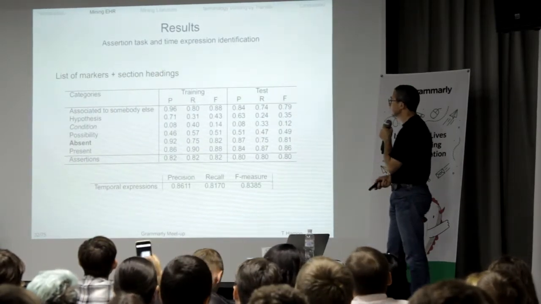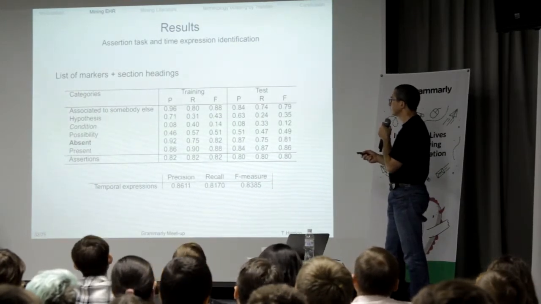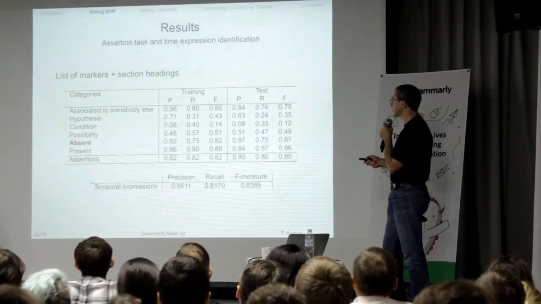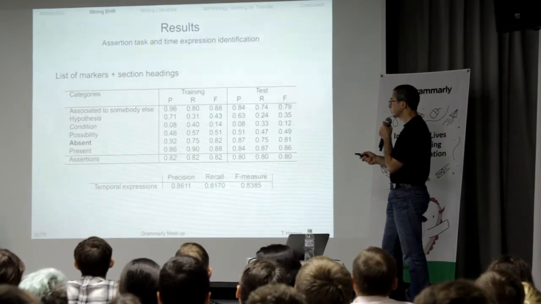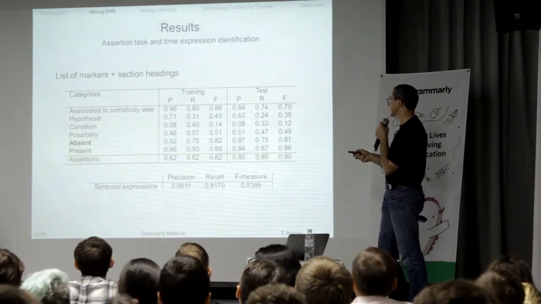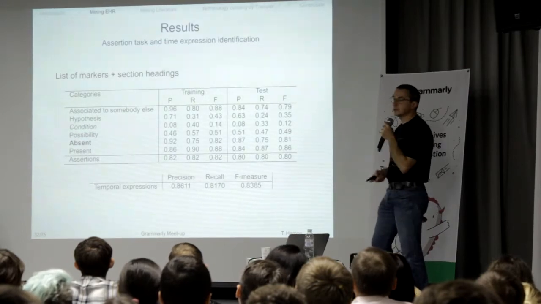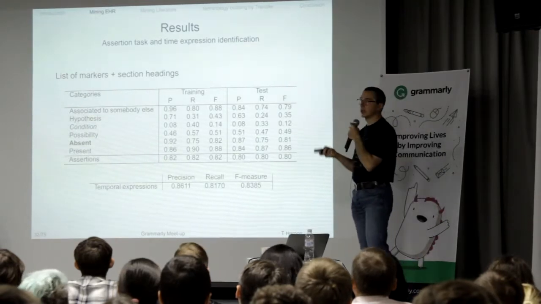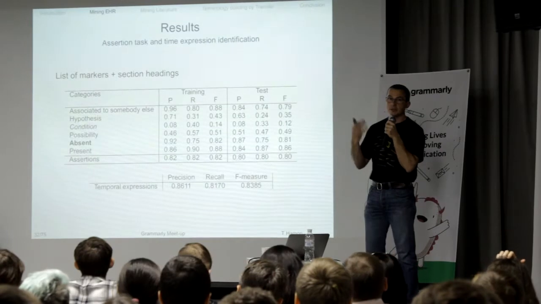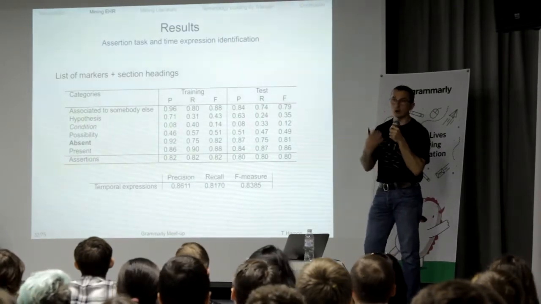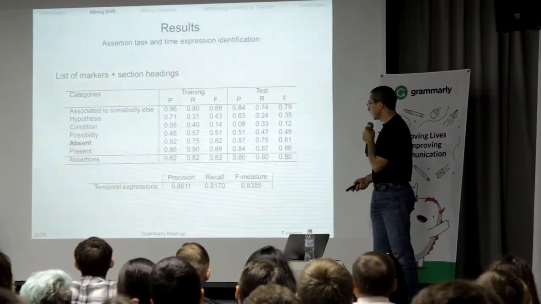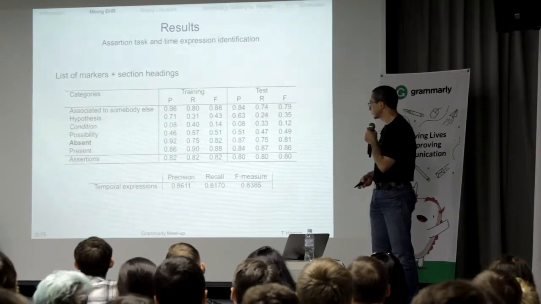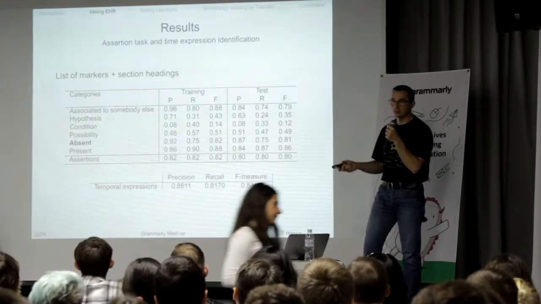Regarding the assertion task, there are quite good results for the categories absent and others, but it was quite difficult to identify condition assertion and also, I think, possibility. The main problem is that there are few examples for condition and possibility, so it was quite difficult to evaluate the results of the training of the system on the training set. And also, we just defined one run for the temporal expression, and we achieved quite good results.